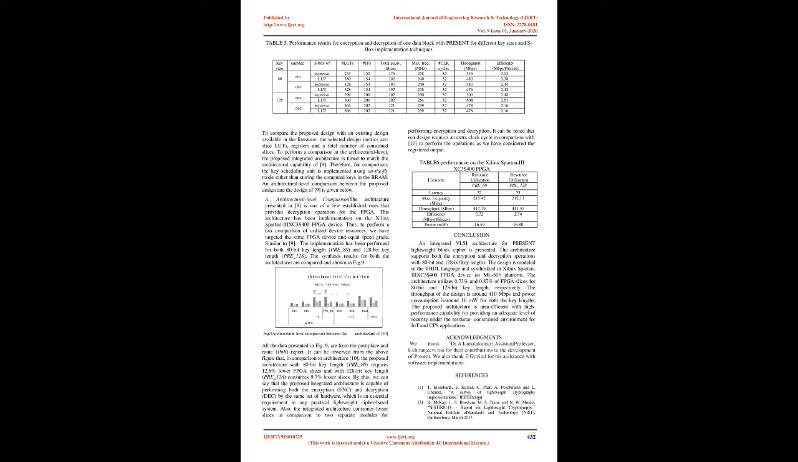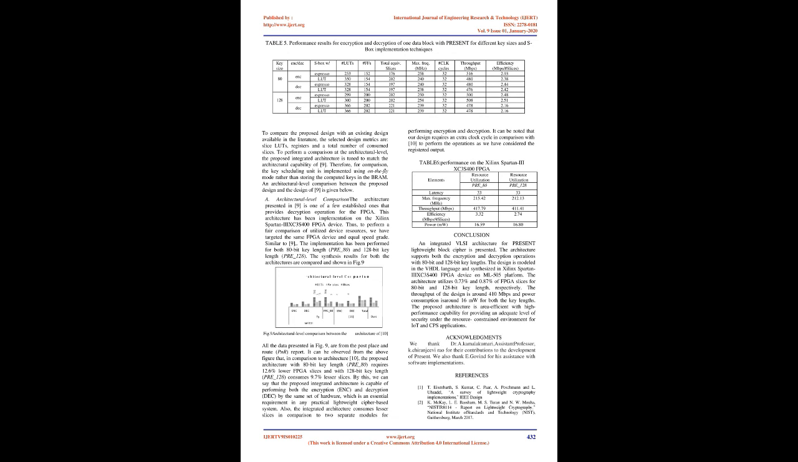To compare the proposed design with an existing design available in the literature, the selected design metrics are slice LUTs, registers and a total number of consumed slices. To perform a comparison at the architectural level, the proposed integrated architecture is tuned to match the architectural capability of 9. Therefore, for comparison, the key scheduling unit is implemented using on-the-fly mode rather than storing the computed keys in the BRAM. An architectural level comparison between the proposed design and the design of 9 is given below.